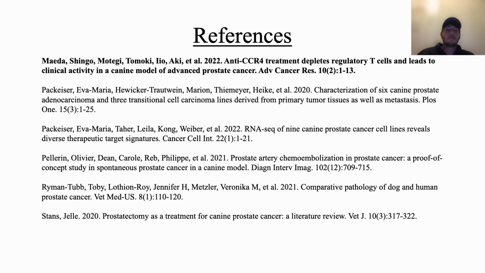Lastly, these are my references. I used a variety of references for this presentation, but for my experimental study, I primarily used the top reference, which was anti-CCR4 treatment depletes regulatory T cells and leads to clinical activity in a canine model of advanced prostate cancer.